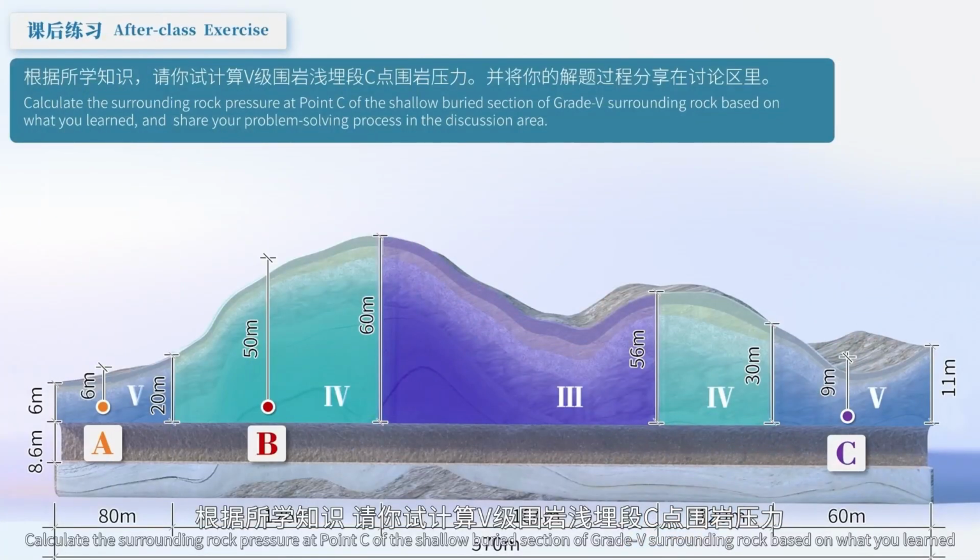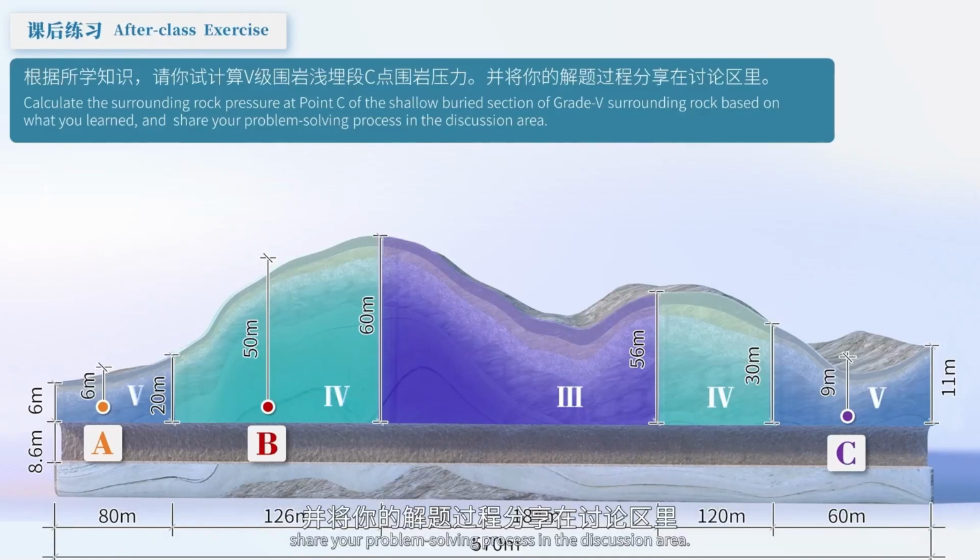Calculate the surrounding rock pressure at point C of the shallow buried section of grade V surrounding rock based on what you learned. Share your problem-solving process in the discussion area.